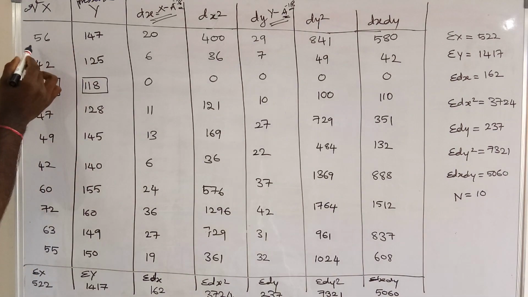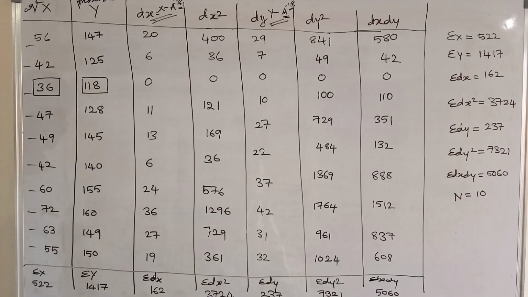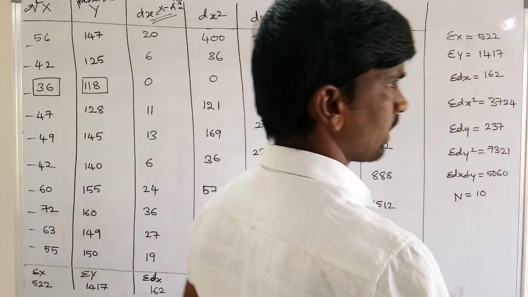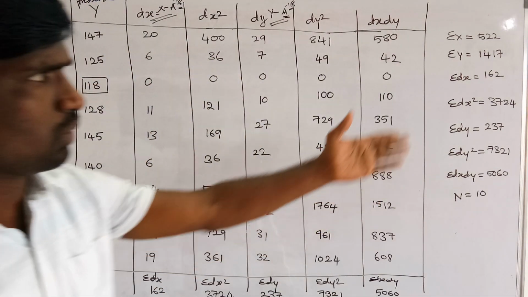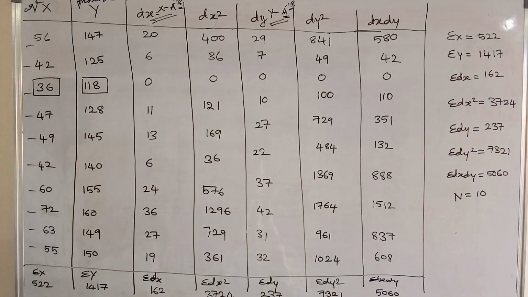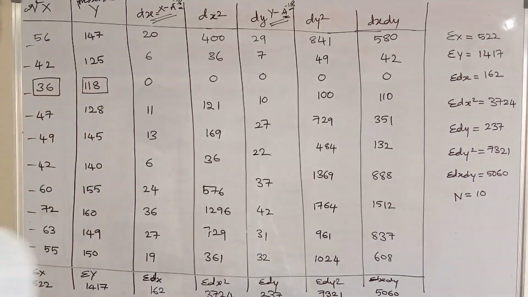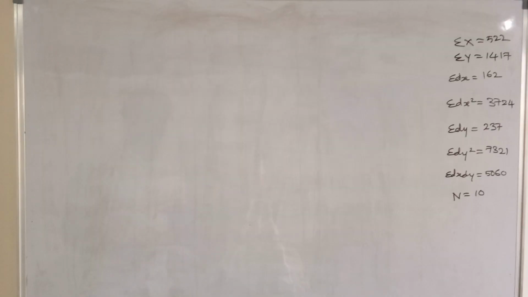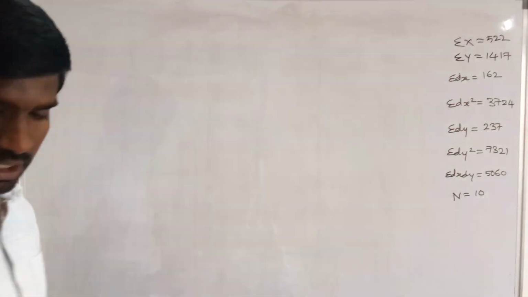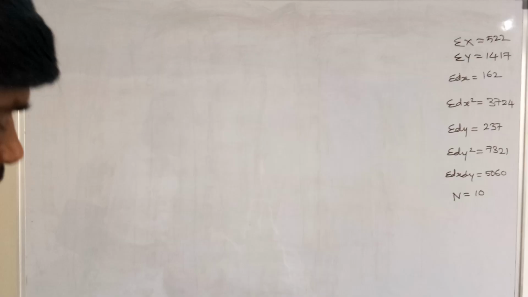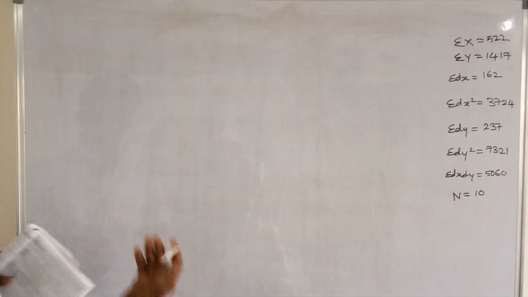Here n means the number of values in the series: 1, 2, 3, 4, 5, 6, 7, 8, 9, 10. So n is 10. So from this data, by using these values, we have to satisfy all three conditions given in the question, right? The first condition in the question is to determine the regression equation of y on x.